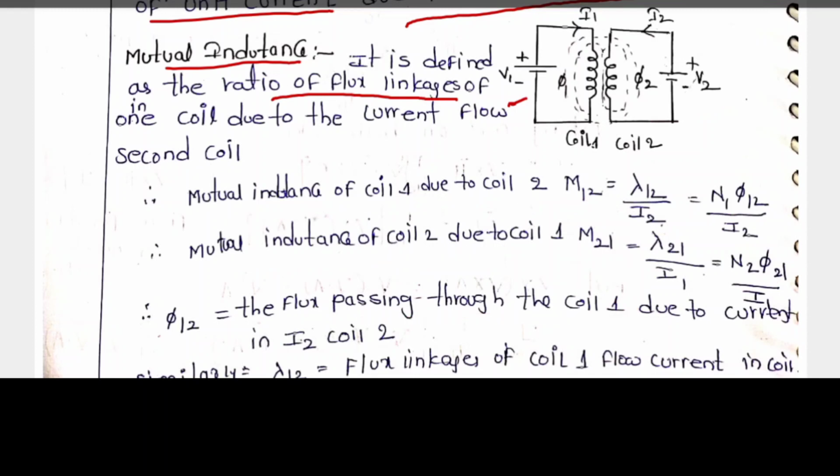The mutual inductance of coil 1 due to coil 2 is M12, that is lambda12 by I2, where lambda12 is N1 phi12. Phi12 is the flux linked with coil 1 due to coil 2. The second suffix indicates the other coil. Similarly, the mutual inductance of coil 2 due to coil 1 is M21 equal to lambda21 by I1, that is N2 phi21 by I1.